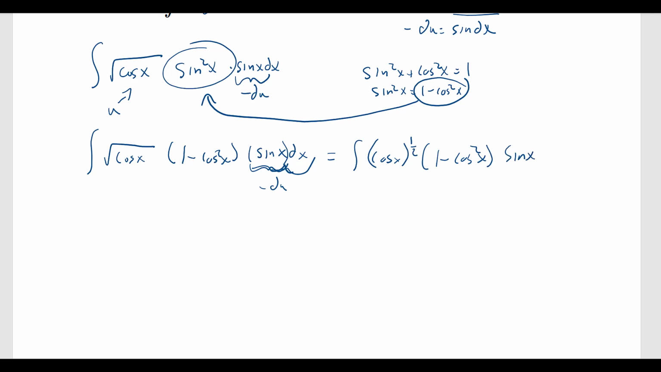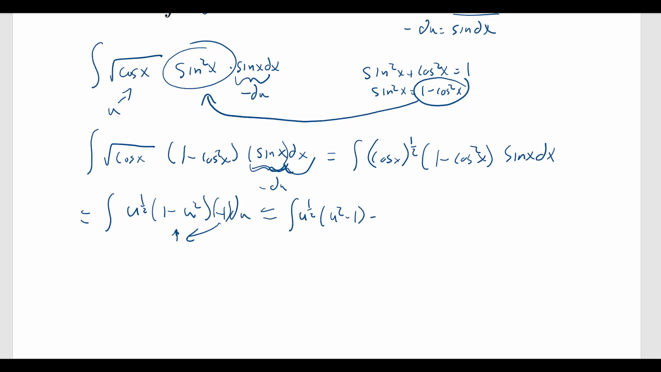then times the sine x dx. And now if I were to change things to the u's, I have the integral of the square root of u, u to the 1/2, times 1 minus u squared times negative du, let's say negative 1 du. And this plays into the order here. So this negative here, I'm going to change that there. So I'll have the integral of u to the 1/2 times u squared minus 1 du.